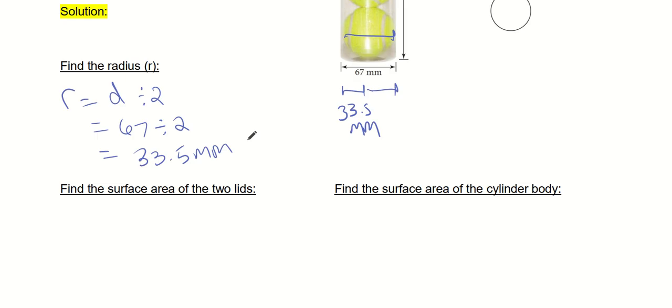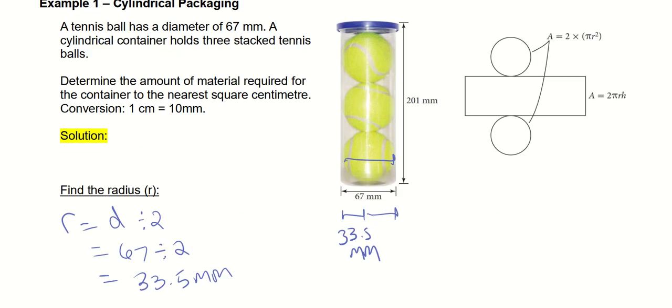Okay, so let's find the area of the two lids. So we have a lid here. This is a lid, and that's a lid. So there are two lids here. If you find the area of one lid, then you just have to multiply it by 2 to get two lids. And they give you the formula right over here. Well, this is the formula for one lid, and they just multiply it by 2.